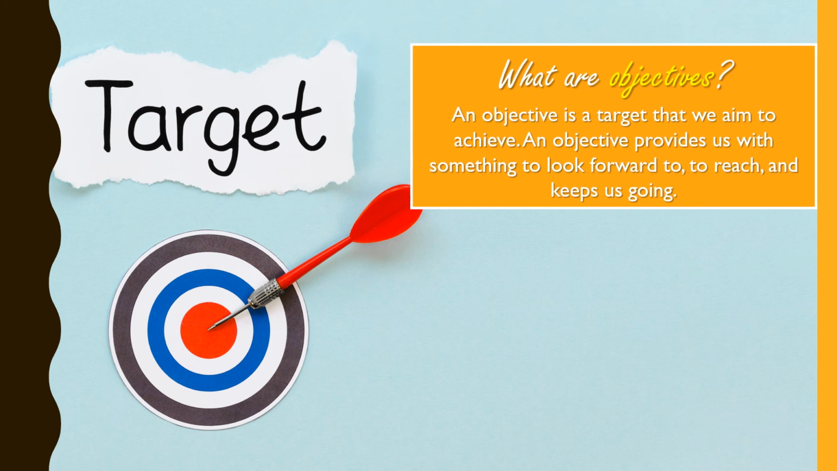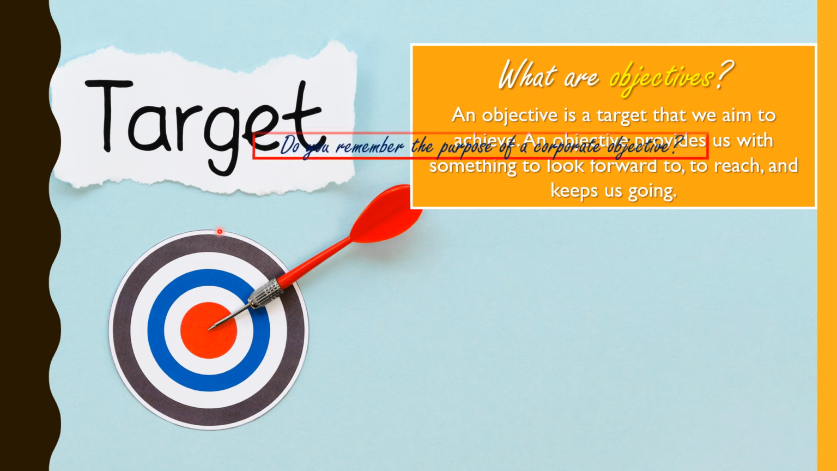So what are objectives? An objective is a target that we aim to achieve. An objective provides us with something to look forward to, to reach, and to keep us going. This is a very simple explanation of what an objective means. It is basically a target, something that you aim to achieve, a goal post in your life. That's what you want to do, that's what you want to achieve. Similarly, objectives are important for businesses as well.